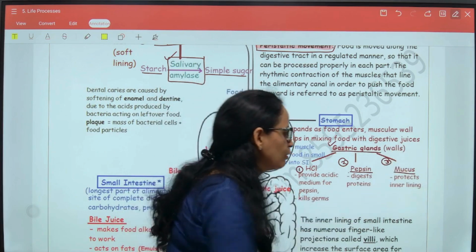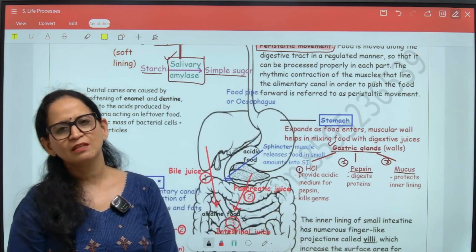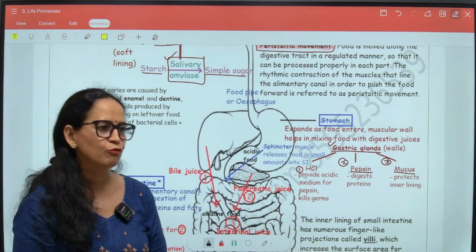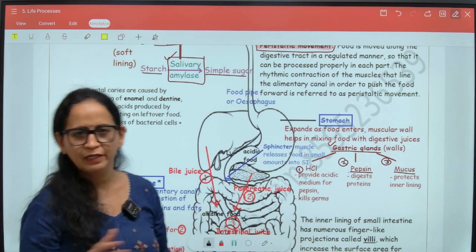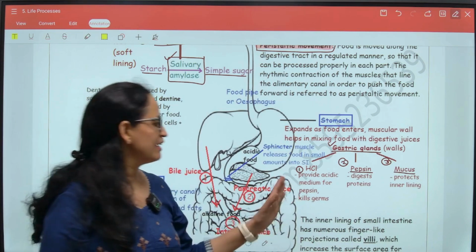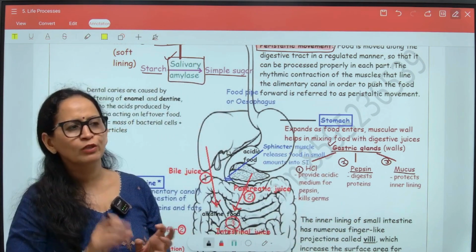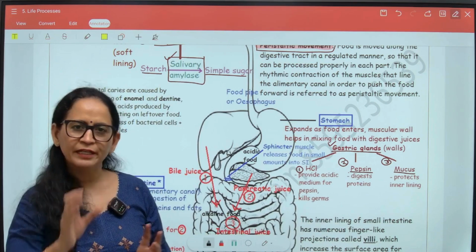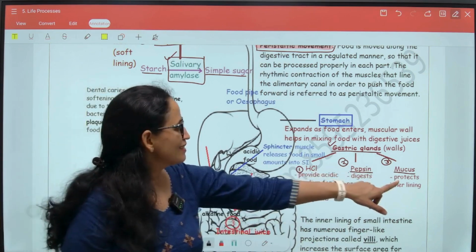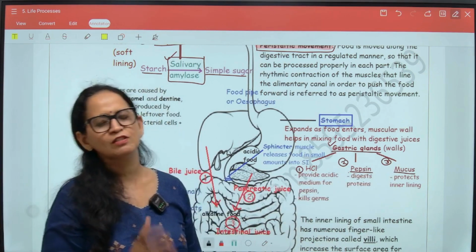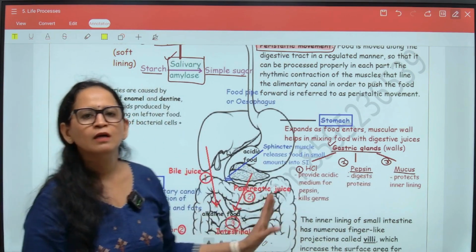Now what is the role of mucus? Sometimes we stay hungry for longer durations, we don't eat food very regularly or at regular intervals. So what happens is the HCl is being secreted regularly. So in absence of food, it will start irritating the lining of the stomach. So the mucus is there to protect the lining of the stomach from any harm by hydrochloric acid.